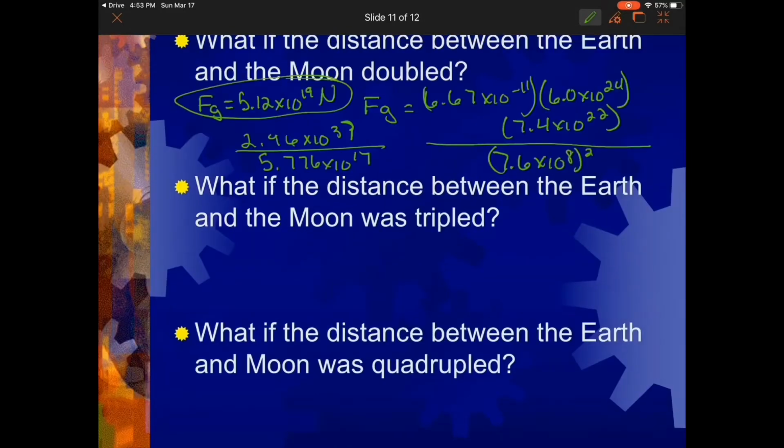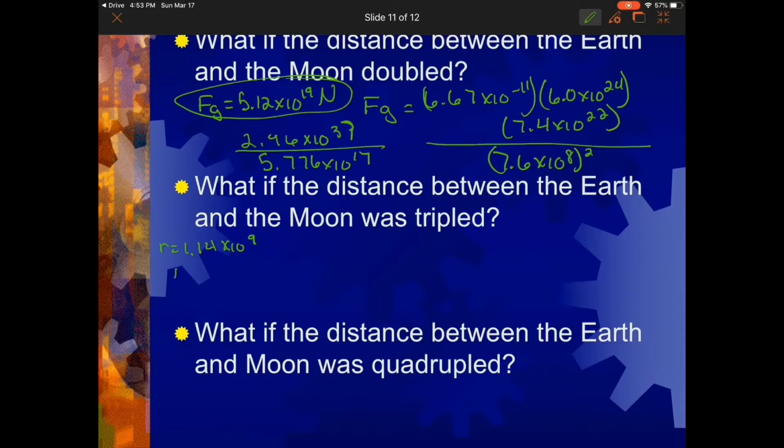All right. So now what if it was tripled? So let's take 3.8 times 10 to the 8th times 3. And our distance number is going to be 1.14 times 10 to the 9th. All right, all other numbers are the same.